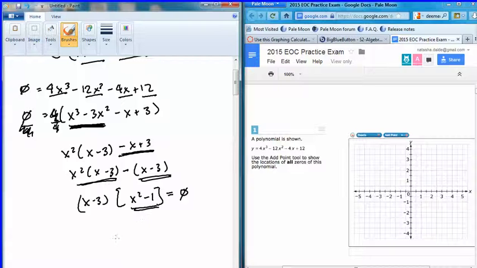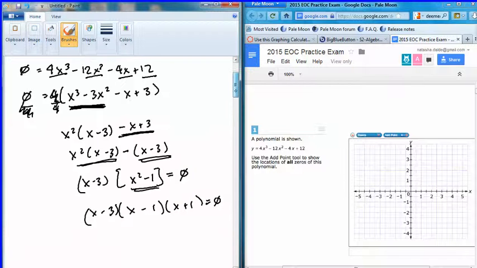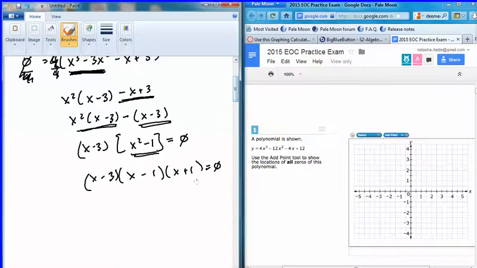I can further break this down. X squared minus 1 is simply x minus 1 times x plus 1. If you don't believe me, FOIL it out, and then you'll see that this is the same thing. So I would venture to say that the zeros of this function are when x is equal to positive 3, positive 1, and negative 1. Any questions, comments, concerns, etc.?